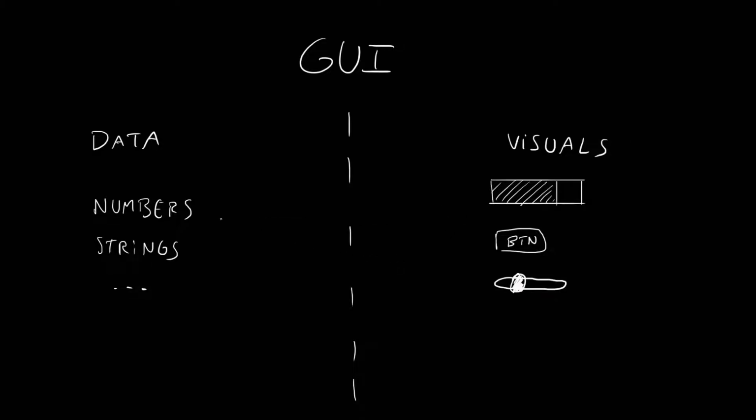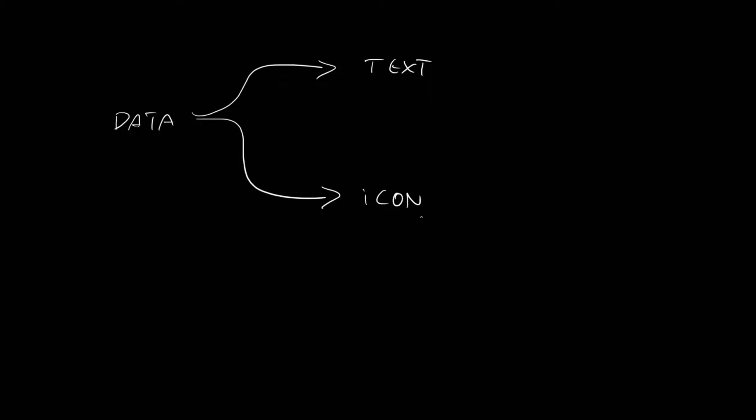And on the other hand, the data should not care how it is represented, because what actually happens quite often is that you have some data that is represented in multiple ways, right? So you might have data that is represented as text, and as an icon, or as a slider. Or we could add more stuff here.